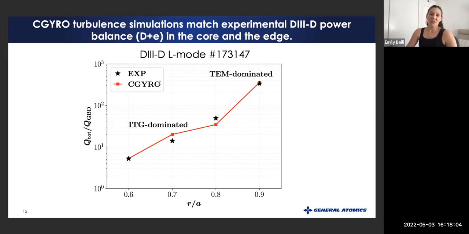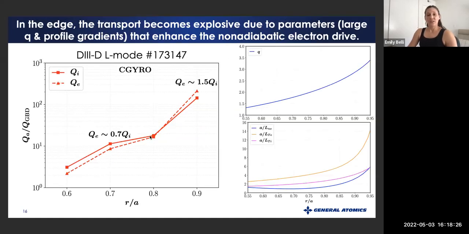For verification, we first show that CGYRO matches the total deuterium plus electron experimental power balance energy flux spanning a broad radial range, from the core region where ion temperature gradient driven, or ITG, turbulence dominates to the edge region where trapped electron mode, or TEM, turbulence dominates. In the ELMy H-mode edge, the turbulent transport becomes explosive due to parameters that enhance the non-adiabatic electron drive: dominantly large safety factor q, but also large electron temperature and density gradients, such that the electron energy transport is comparable to or larger than the ion transport.